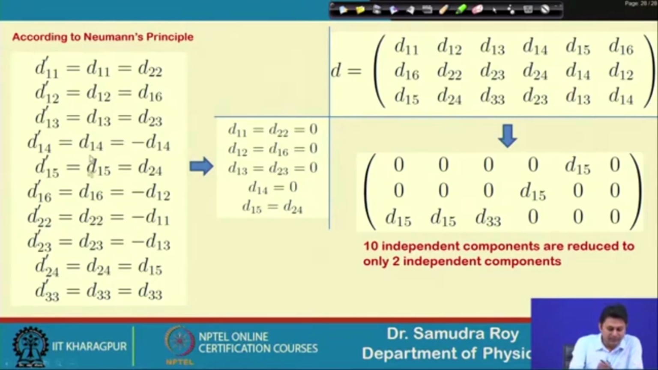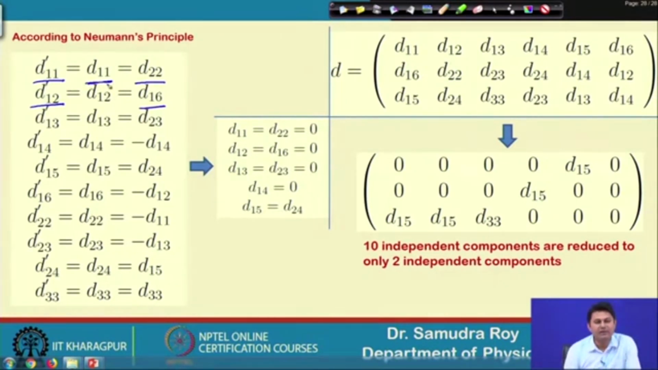So, these are the entire list of whatever values we figured out, and that is important. After figuring out all the components, D11 is related to D'11, D22, D12 is related to D16, and so on. But here one thing you should note is that D'11 and D11 have to be the same value, because I am applying the symmetry operation.